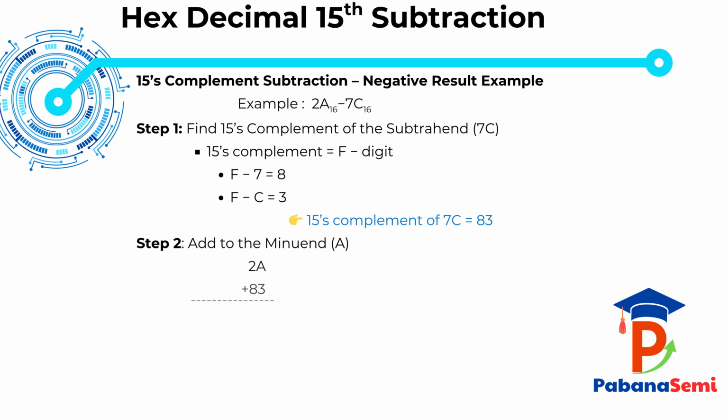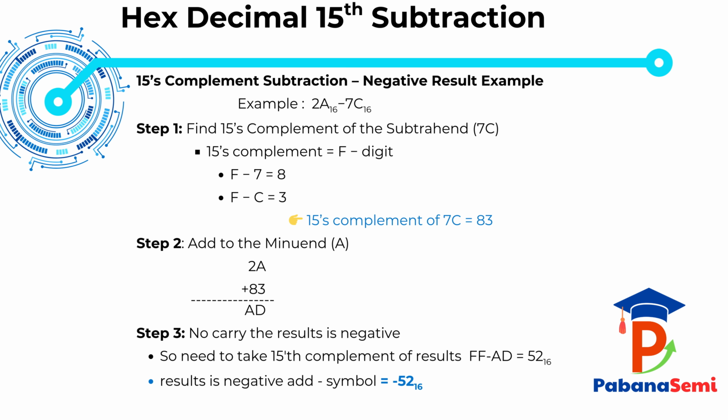Now let's look at a 15's complement subtraction example that produces a negative result. We are subtracting 7c from 2a. Since the subtrahend is larger than the minuend, we expect a negative answer. First, we take the 15's complement of 7c. Subtracting each digit from f, we get 83.